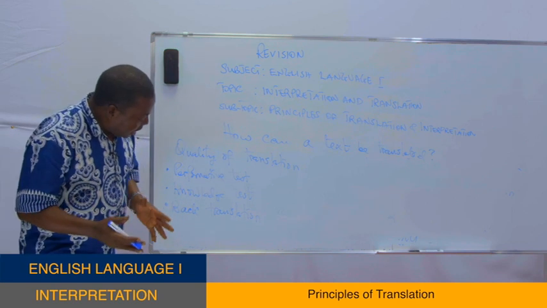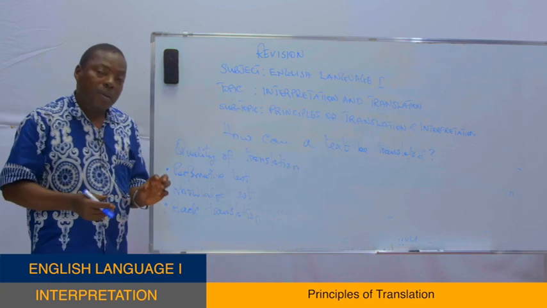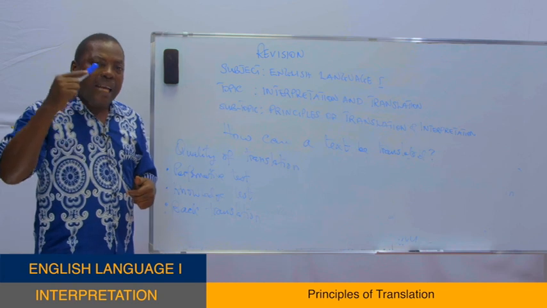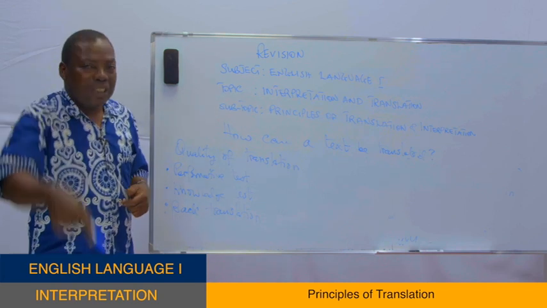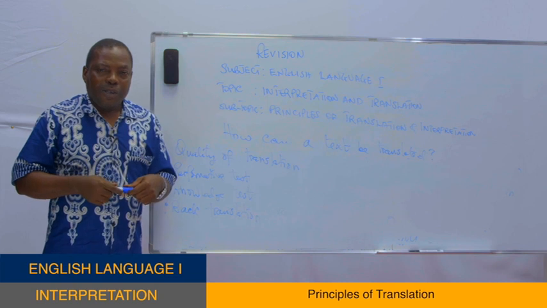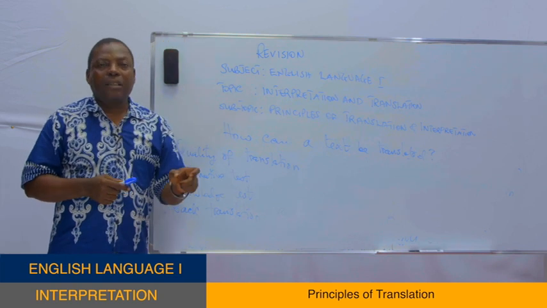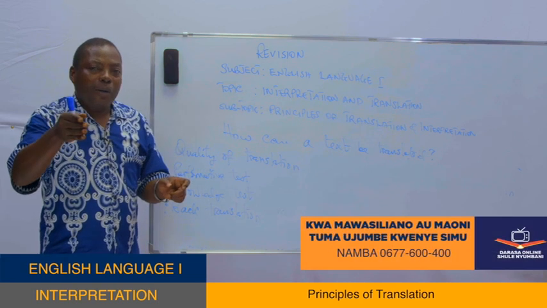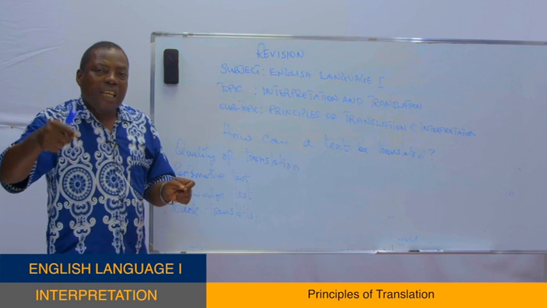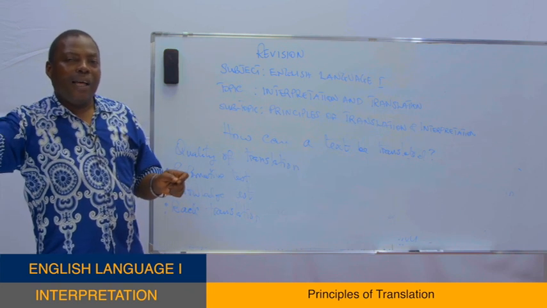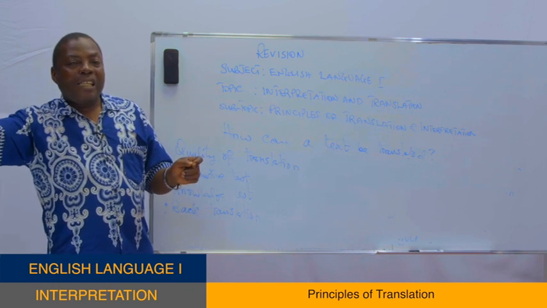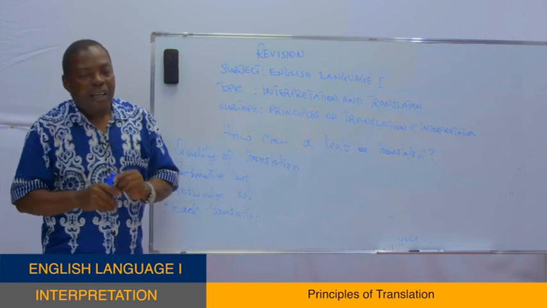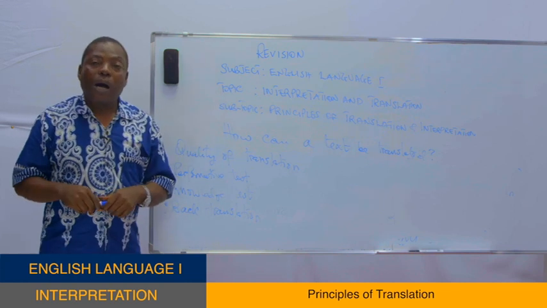The last one is back translation, whereby you ask a person to translate a text into the original text. So you have the source text translated into a target language. Then you give the target text to another person to translate it back to the original. If you find the translated text is similar to the original, then again you say this translation is of high quality.